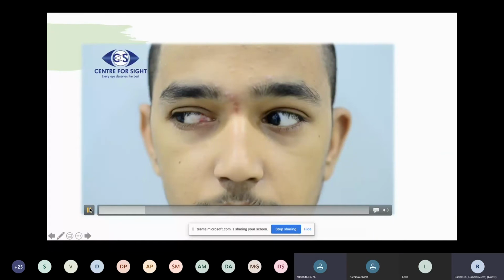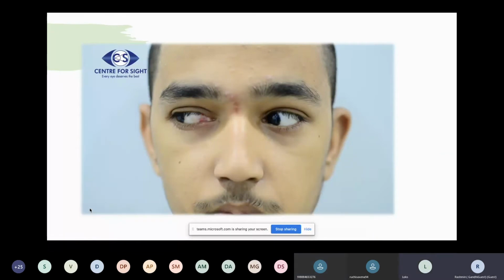In Duane's, you'll have a limited abduction maybe, shortening of the palpebral fissure, and the patient adducts the eye. Here there is a widening of the palpebral fissure. Okay. This is inverse Duane's. So where do you see inverse Duane's? So this patient had a third nerve palsy. He says it recovered well, and this is how he has come to you after.